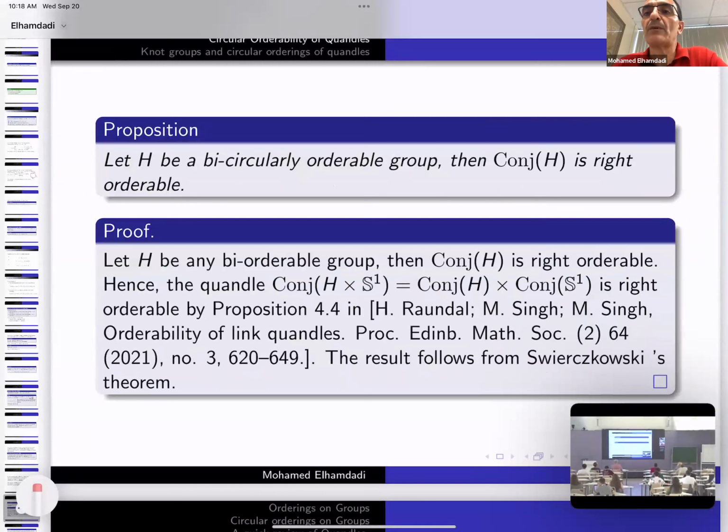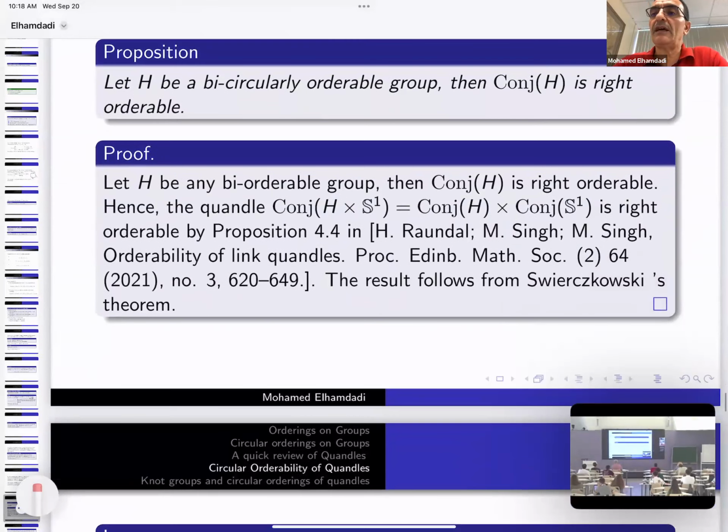We have the following proposition. If H is a bicircular orderable group, then its conjugation quandle is right orderable. This is basically because of the previous theorem and the fact that conjugation on the product of the group is just conjugation on H times conjugation on S^1. S^1 is abelian. Using a theorem, the proposition four in Randall, Singh, and Singh, we get the result.